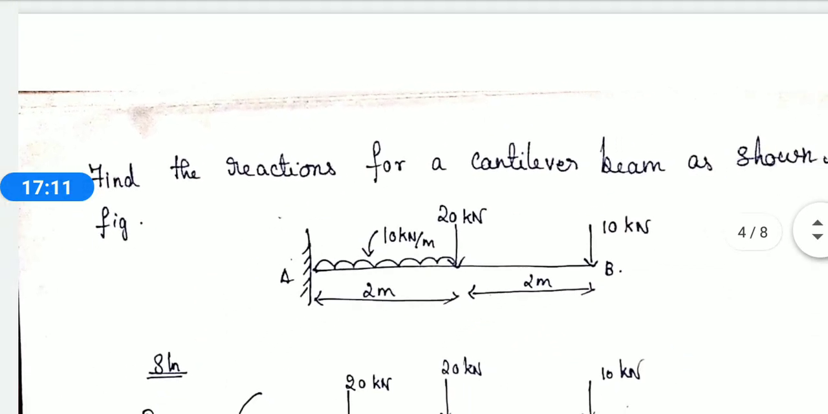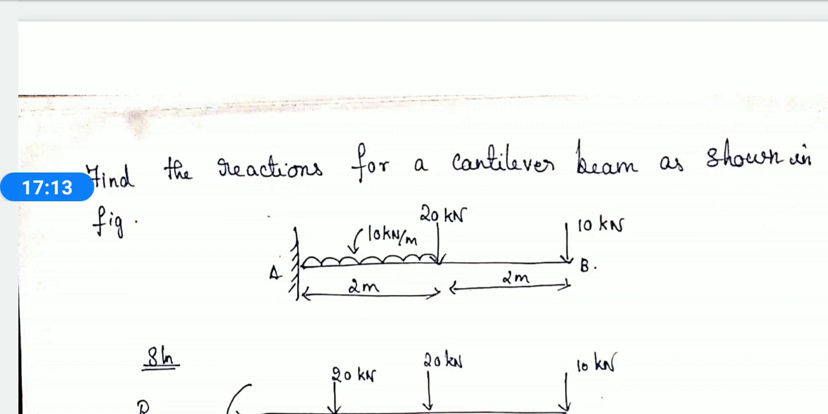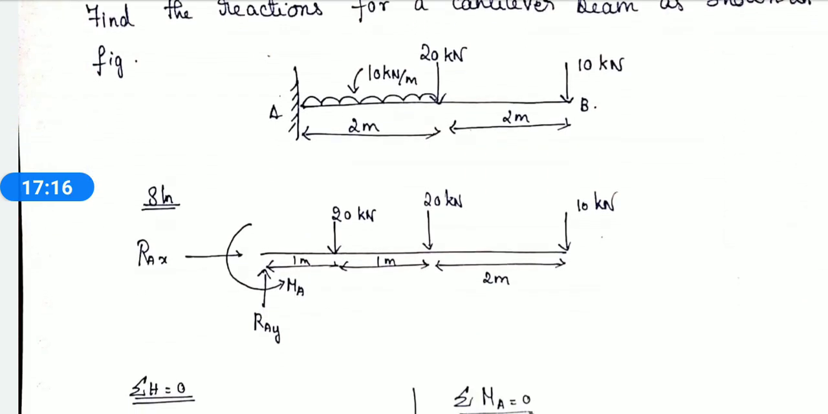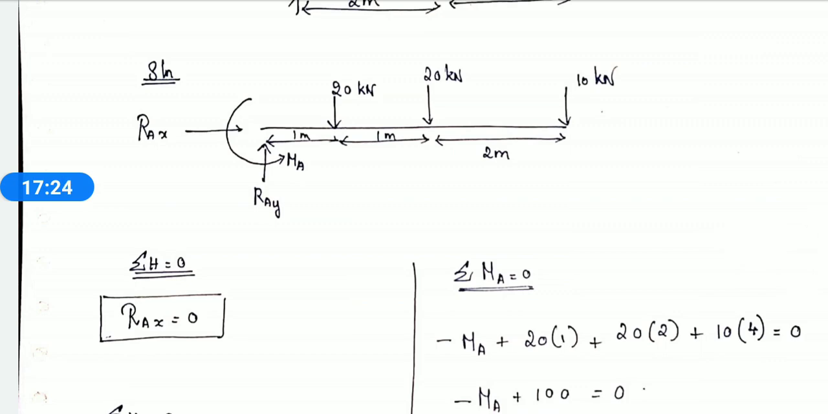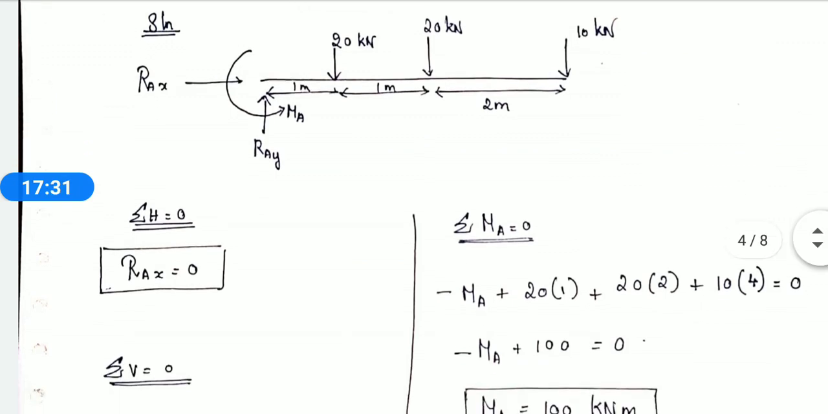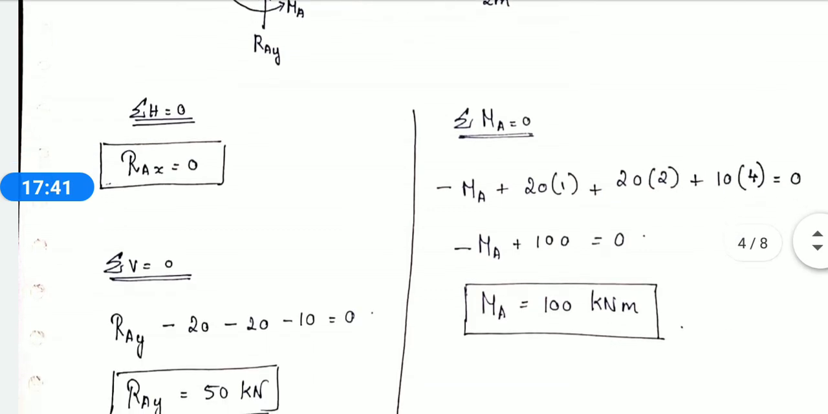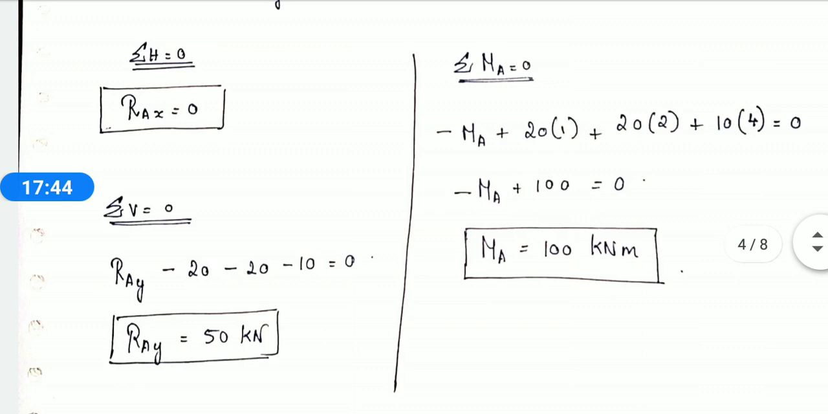What they had given in the question is to find the reactions. So to find the reactions we have to do summation of horizontal forces equal to 0, vertical equal to 0 and moment equal to 0. Consider the first case, summation of horizontal forces. There is only one force, so RAx is equal to 0 directly. When you take vertical forces, how many are there? Only one RAy, that is positive, 20 and 10 are in the negative direction. So you get RAy equal to 50 kilonewton.